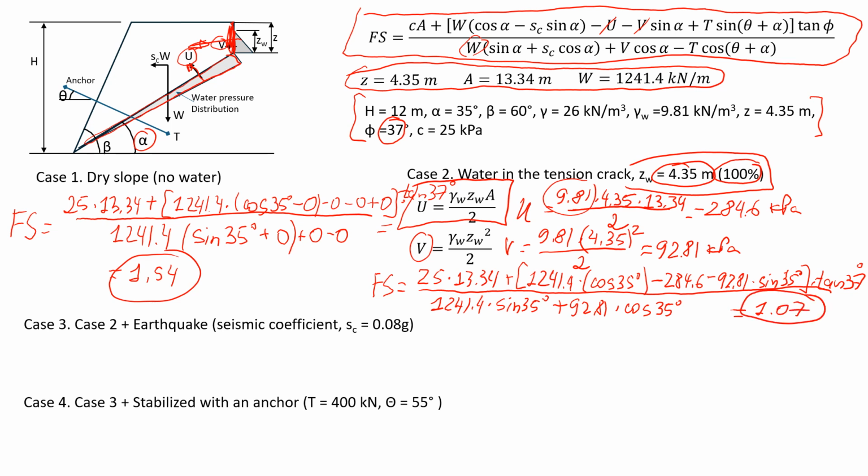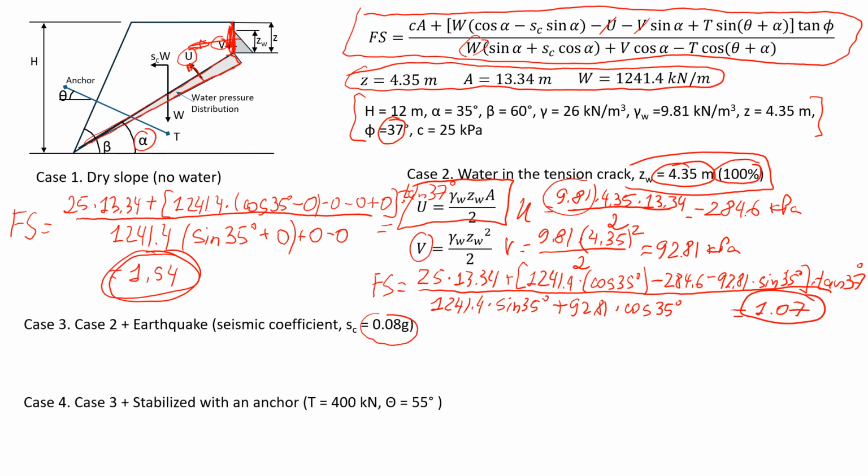You see that when there is water pressure, of course, the stability of the rock mass would decrease. Before it was 1.54, it became 1.007. Okay, so now we're going to consider also the effect of earthquakes. To consider the effect of earthquakes, we're going to use the seismic coefficient, which is 0.08 G.